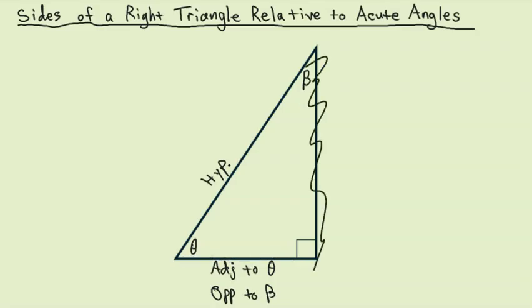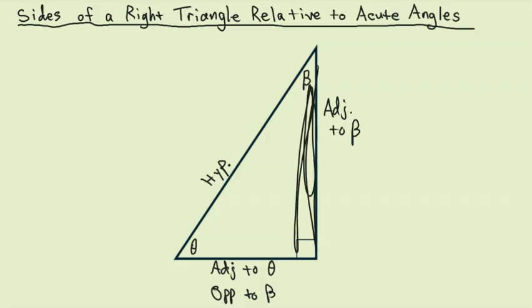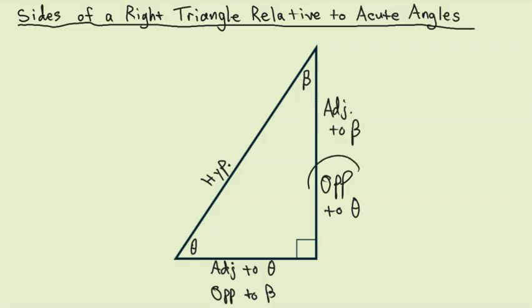All right, now what about this leg right here? What about this side of the triangle? Well, this side is touching beta, and therefore this side is adjacent to beta. ADJ, adjacent to beta, okay? But this side is not touching theta at all. It's across from theta, and therefore this side is opposite to theta.